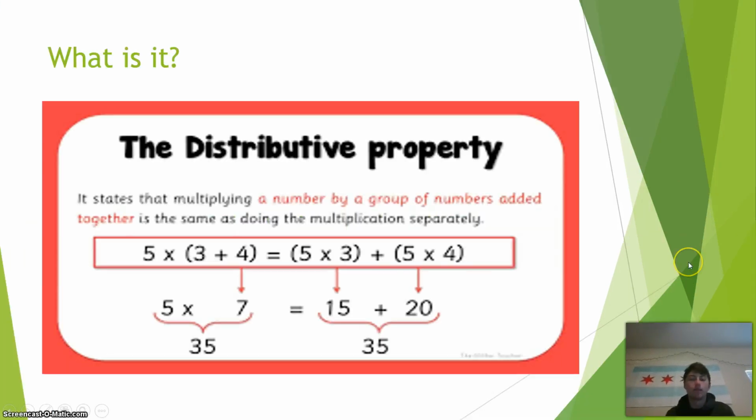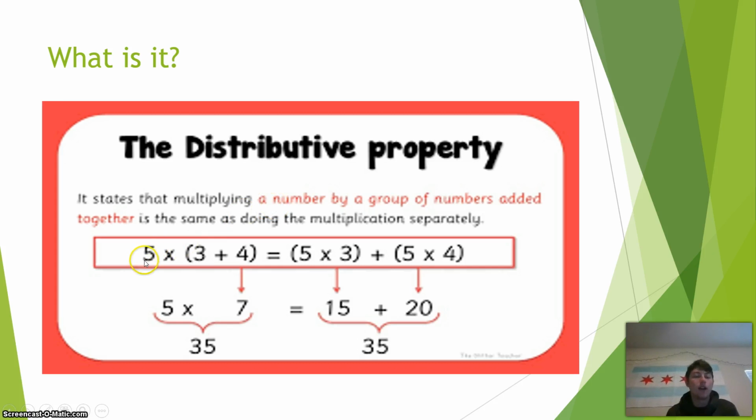Let's look into it. The distributive property states that multiplying a number by a group of numbers added together is the same as doing the multiplication separately. Alright, that's a definition, but what does it actually mean? Multiplying a number by a group of numbers.